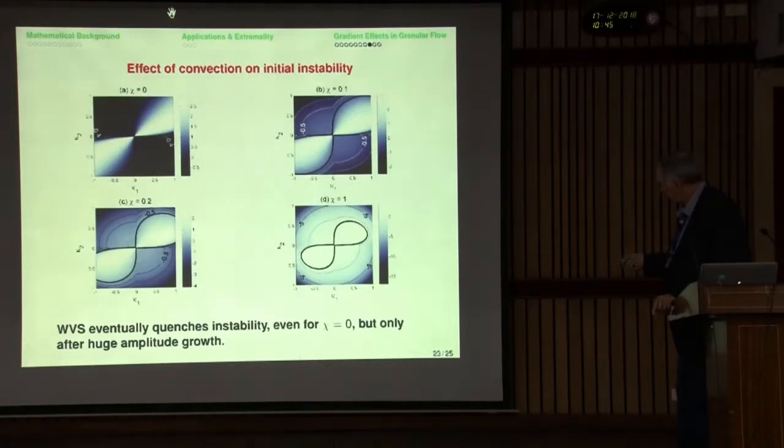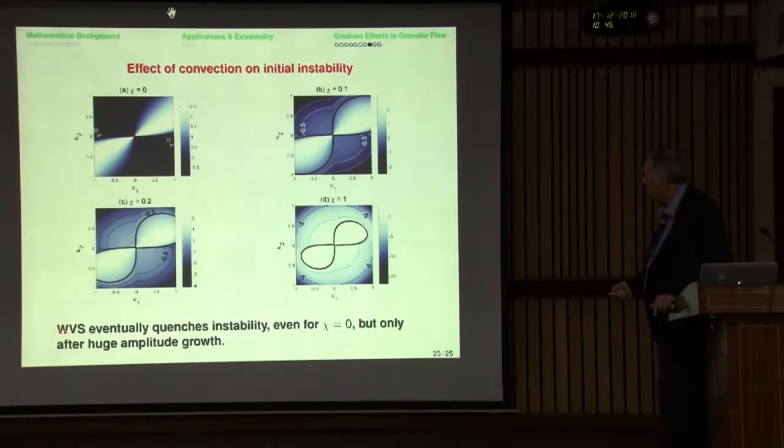This shows some effects of the convection term, and I won't dwell on that except to say that those convection terms modify the stability region. They cut out certain directions of instability.